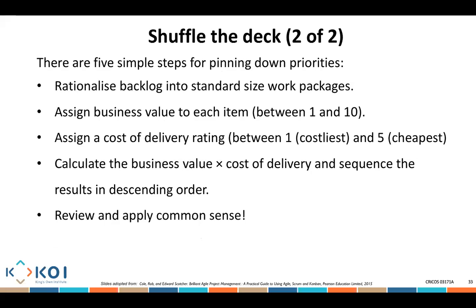There are 5 simple steps to pinning down the priorities: rationalizing the backlog into standard size work packages, assigning business value between 1 and 10 to those packages, assigning a cost of delivery ranging between costliest to the cheapest, calculating the business value times cost, and sequencing the result into descending order. Review and apply common sense.